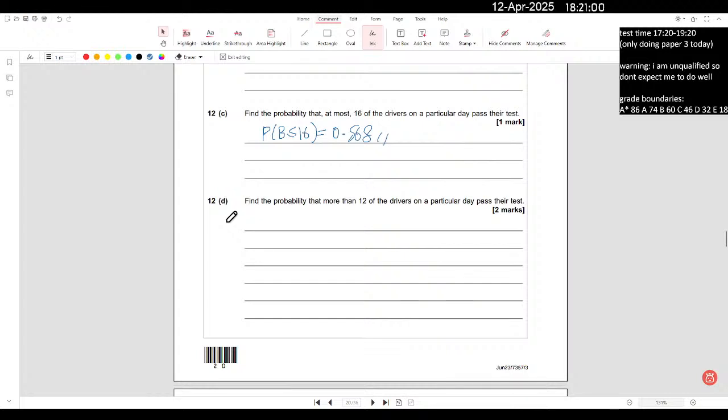And find the probability that more than 12 of the drivers on a particular day pass their test. So P(X > 12) is equal to 1 minus P(X ≤ 12), which is 1 minus, use the calculator again, 40, 0.4, 12. It's 0.129. Which is 0.871.